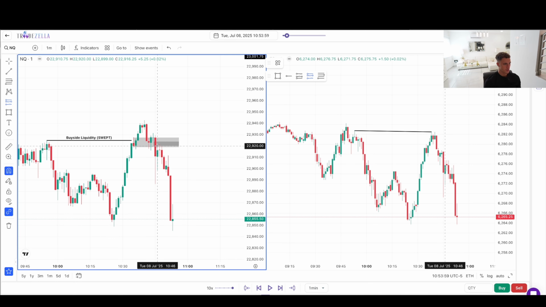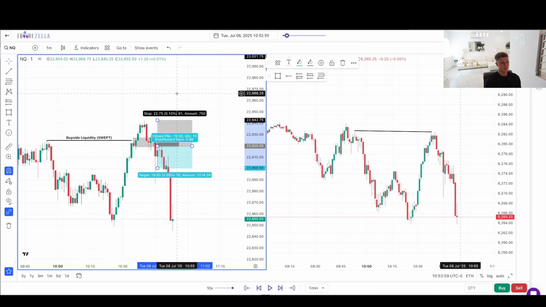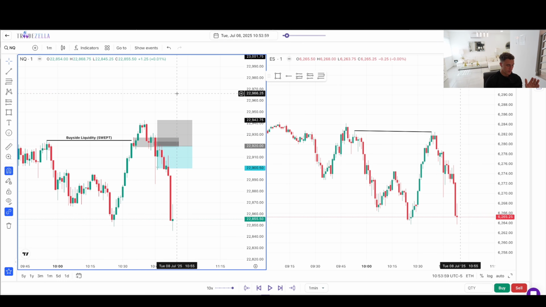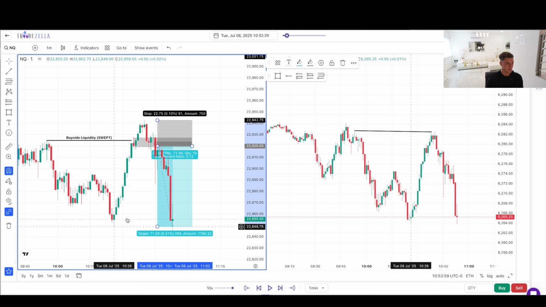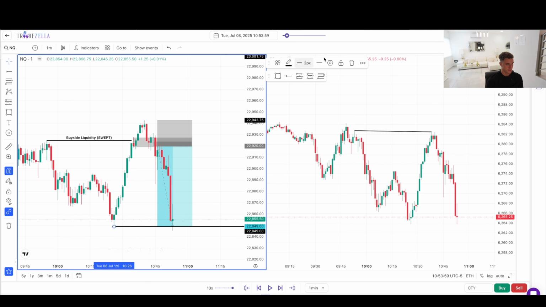Now, you want to have your entry at the fair value gap. Stop loss goes above a swing high. Now, the maximum you should be risking is around 30 handles. So in this case, we can afford to put our stops above the swing high here. So what are you going to target? You're going to target the opposing liquidity, which is down here. This is sell side liquidity.